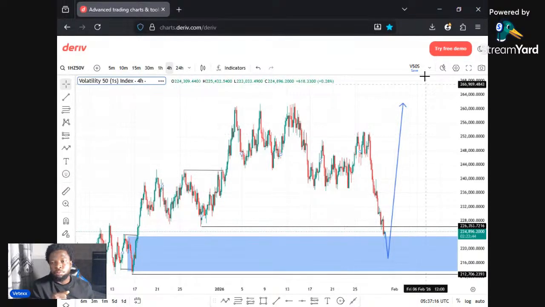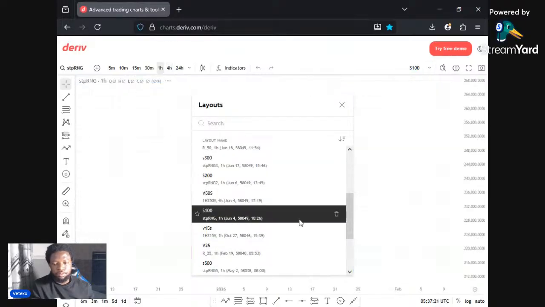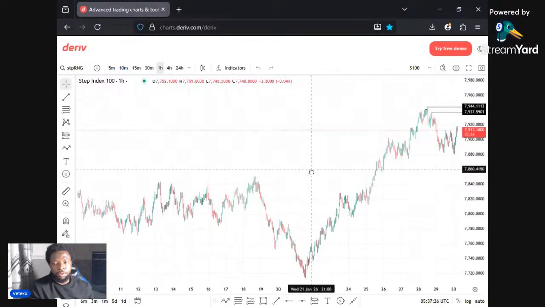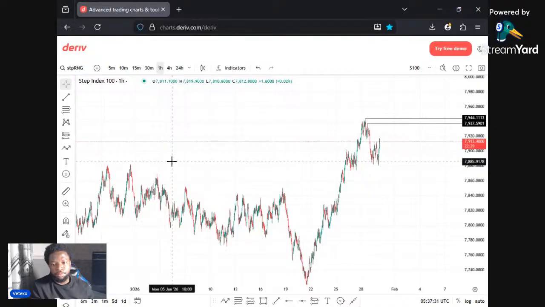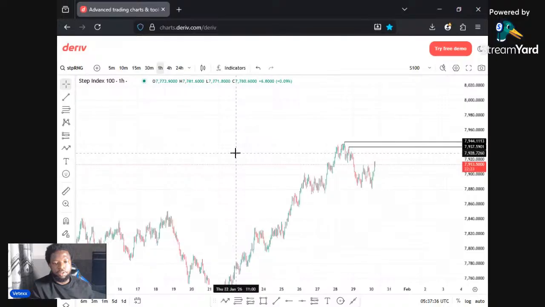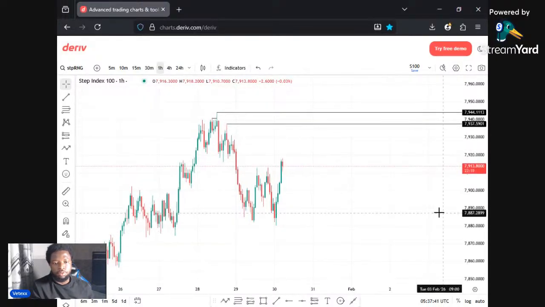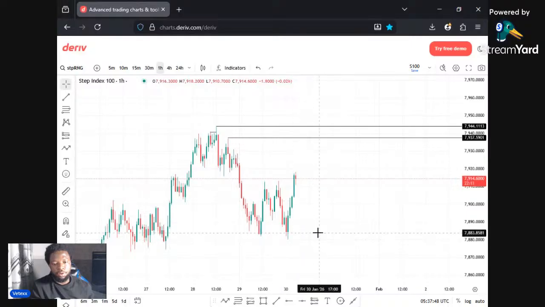Okay, let's check the next pair, which is Step 100. Step 100 is actually bearish on the 24-hour time frame, bearish on the weekly, almost all the time frames are bearish, and then it gives us this 1 hour continuation. So we are going to be anticipating price to tap into this POI, give us a continuation structure on the 1 hour, then sell to the opposite direction. So this is what we have.